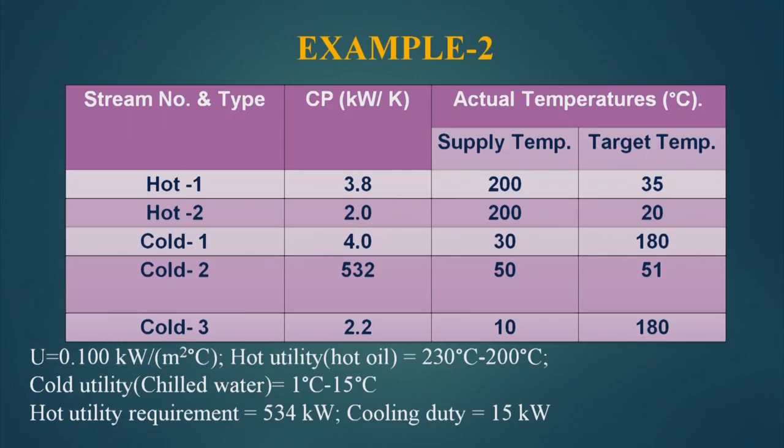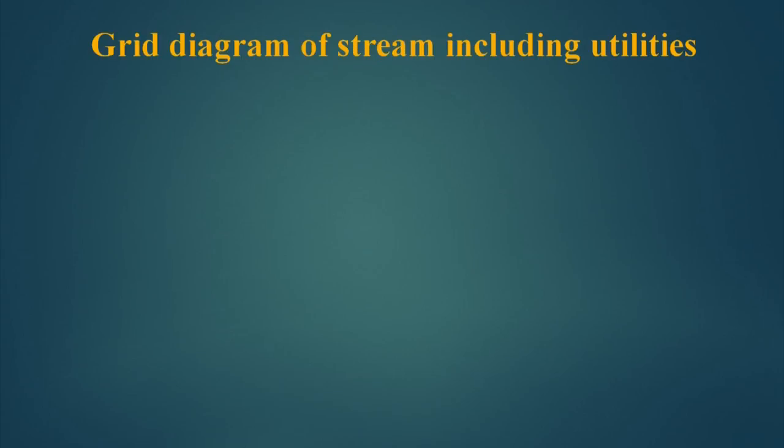For this purpose, we are taking U equal to 0.1 kilowatt per meter square centigrade, hot utility is 20 to 30 degree centigrade to 200 degree centigrade, cold utility is 1 degree to 15 degree centigrade. Now, if you do the PTA of this stream table, then hot utility requirement is 534 kilowatt and cooling duty is 15 kilowatt. Grid diagram including utilities.